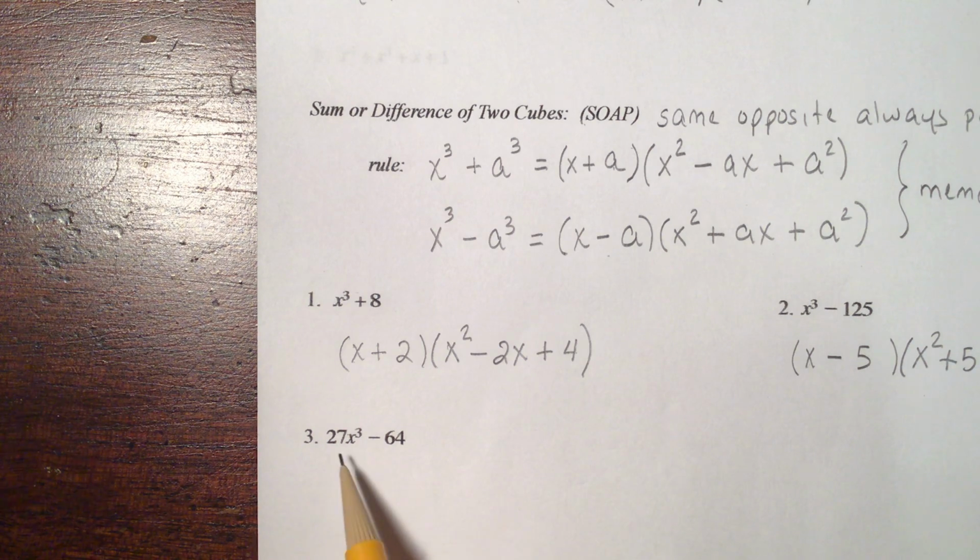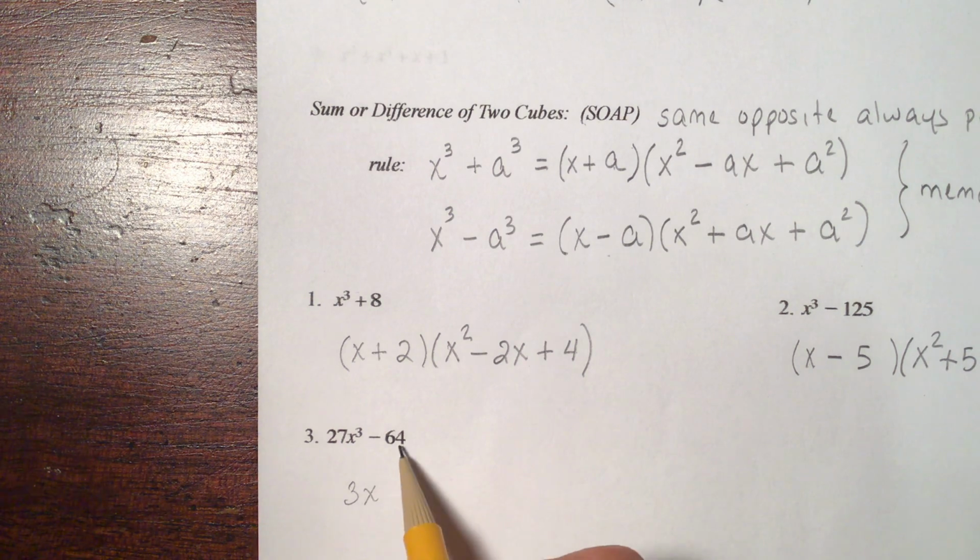Our last example, 27x cubed minus 64. I look real quick just to see if there's a GCF. There's no GCF. But I do see that 27x cubed is really a perfect cube because the cubed root of 27 is 3, so that's 3x. The cubed root of 64 is 4. So really, I do have a difference of 2 cubes.